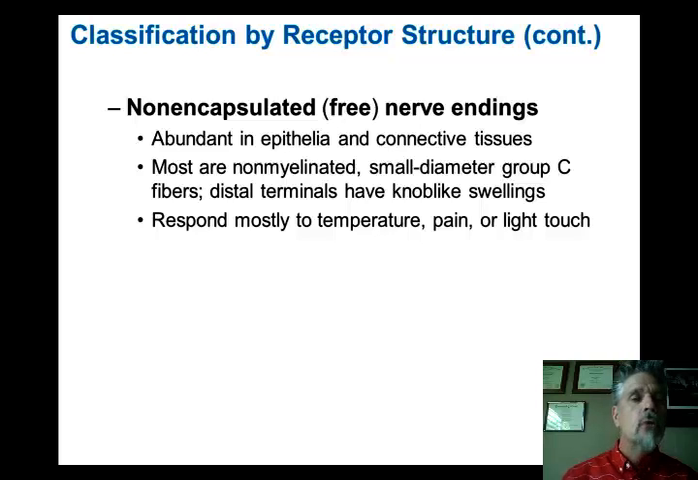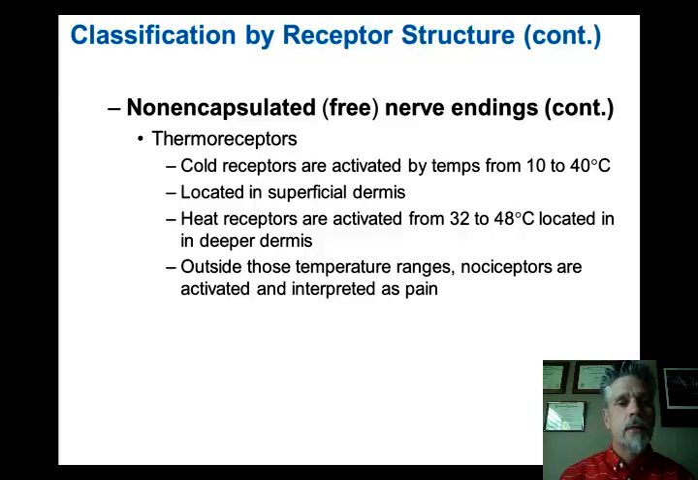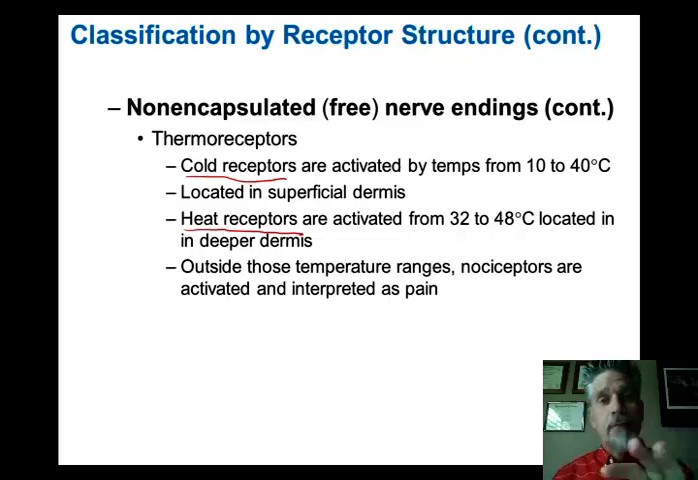Okay, so these are the ones, this is just a review slide, like we said, non-encapsulated. These are some of the most common ones, like temperature and pain, thermoreceptors and nociceptors. The thermoreceptors, like we said, are pretty interesting because what we find is that there are two different types of receptors, cold receptors and heat receptors. It's not just like light and dark, like did it have heat or does it not have heat? You actually have some for cold.